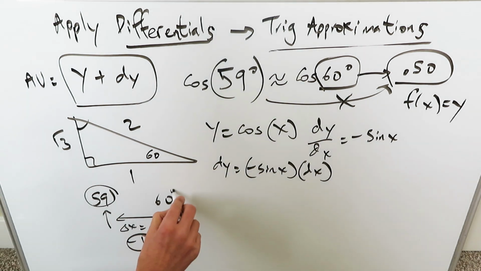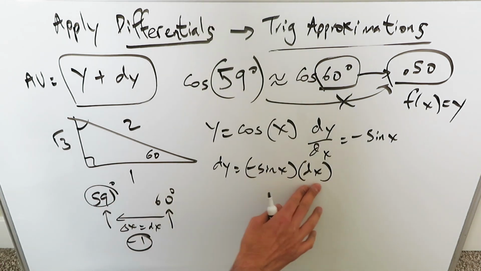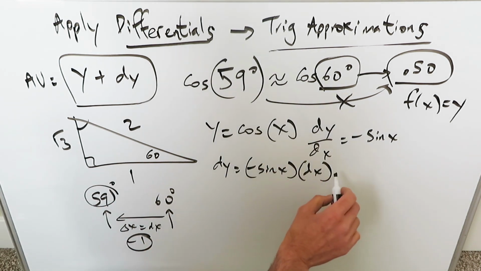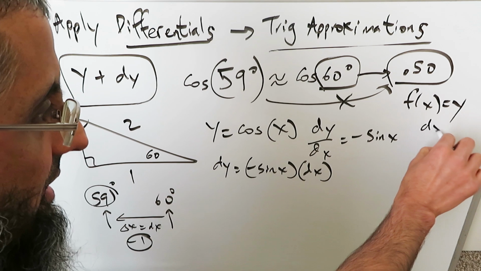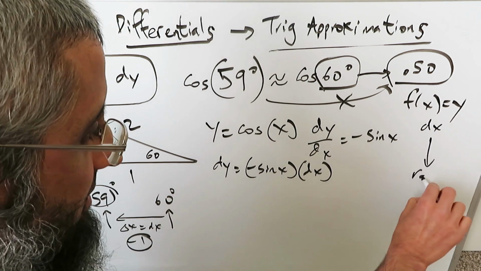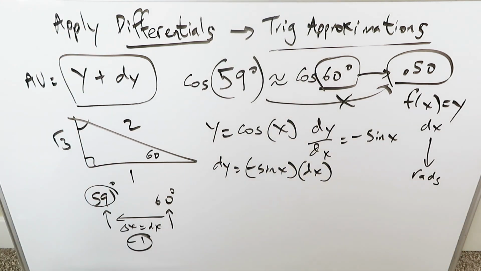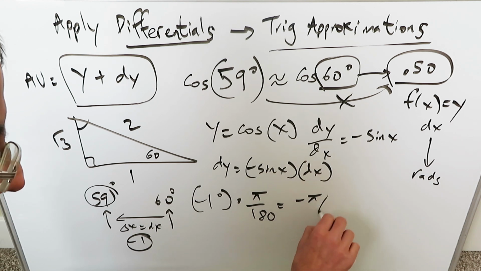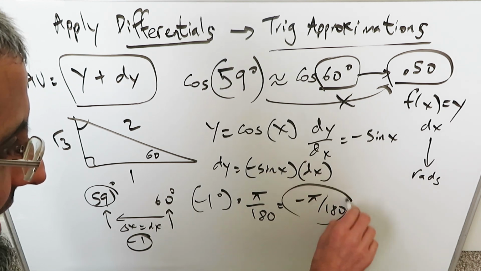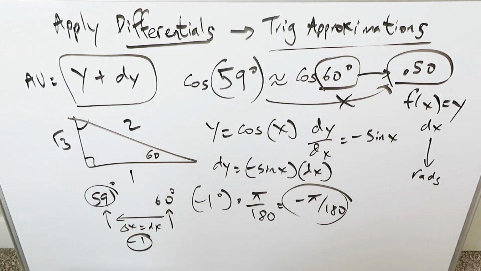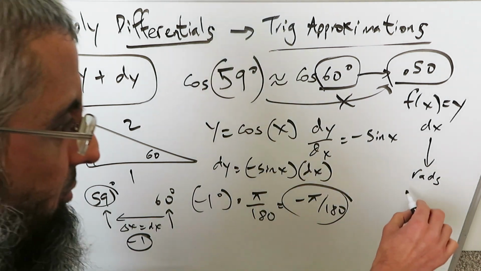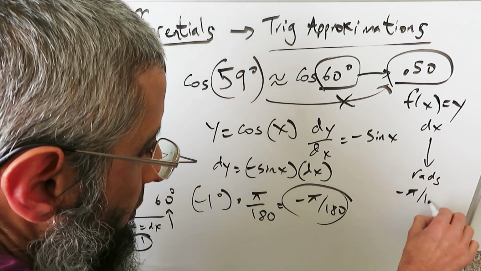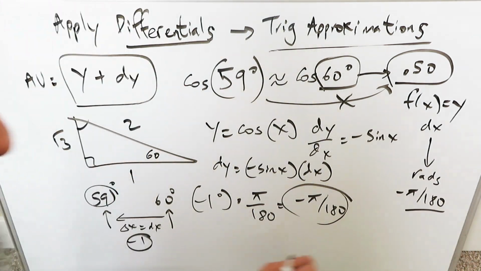Your values here are in degrees. When you're looking at differentials for trigonometric computations, you must convert the dx, which is in degrees, into radians, and you have to do that. I have a minus 1 degree dx. I multiply by pi over 180, and I'm looking here at a dx which is minus pi over 180, and I know my dx. My dx is minus pi over 180 radians, and I'll put it over here. Minus pi over 180, that's my dx.